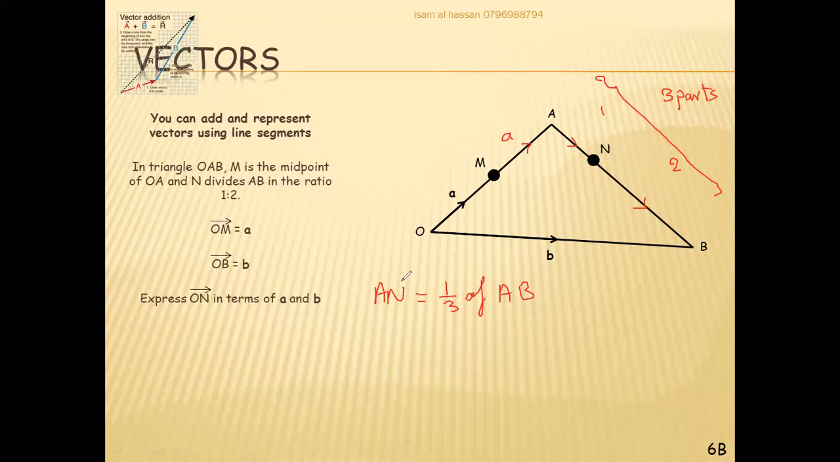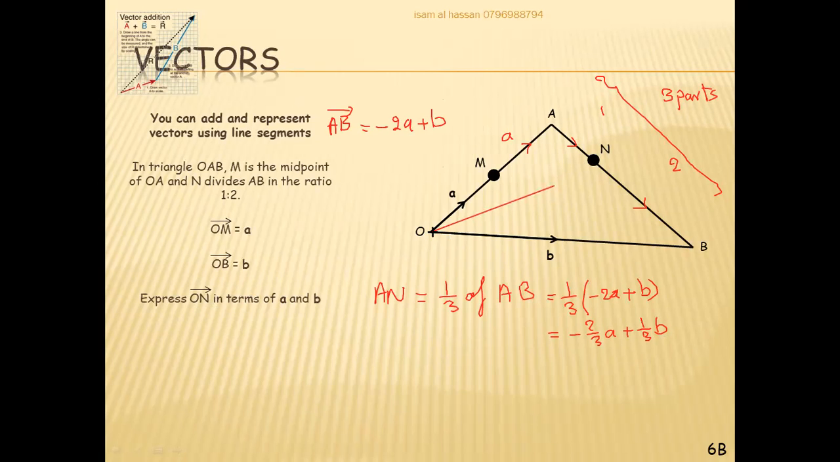So first of all, let's find AB. AB, find me another way from A to B. So AB is AO plus OB. Means AO, that's negative 2a, plus b. So when I say 1 over 3, that's 1 over 3 times negative 2a plus b, which is equal to negative 2 over 3 a plus 1 over 3 b. So that's your AN.